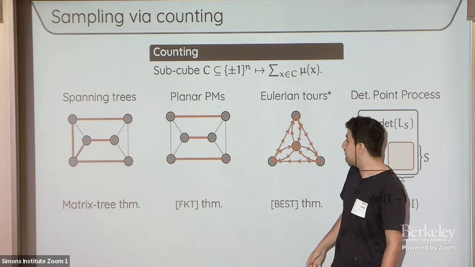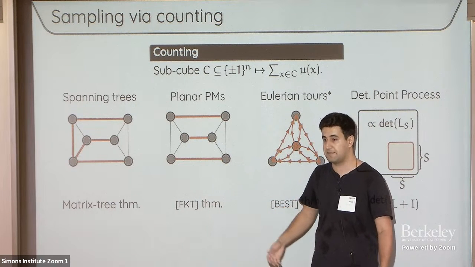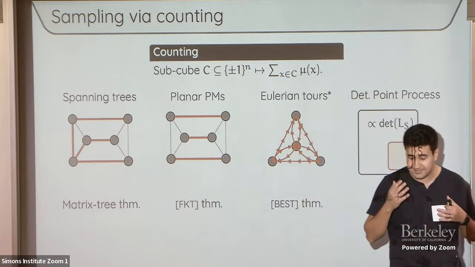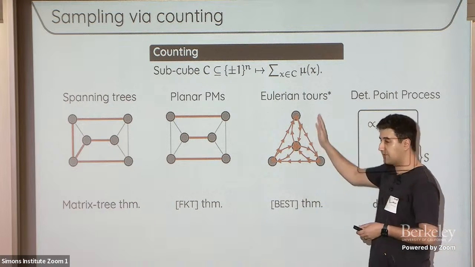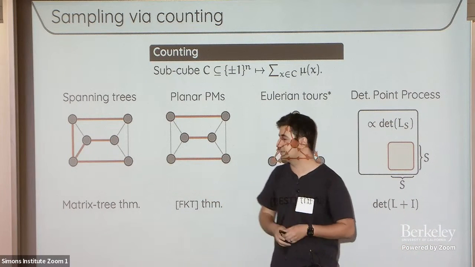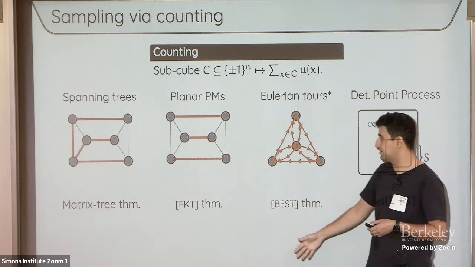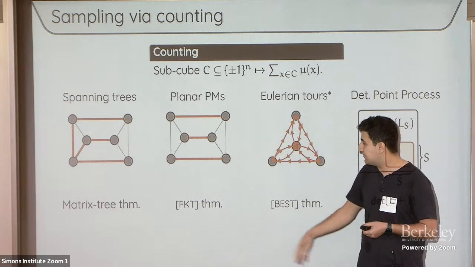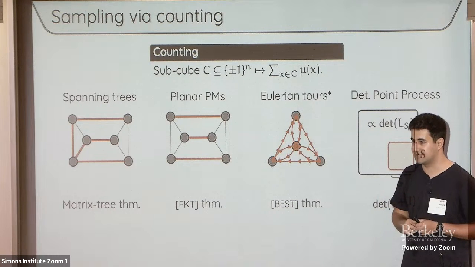If you wanted to compute the mass of the entire hypercube, for example, you would need to count the total number of spanning trees, and this is doable via the matrix tree theorem. You can write it as the determinant of some Laplacian matrix. A similar thing works for the sub-hypercubes, where you condition on some edges being in or out. Another famous case is planar perfect matchings. Here, given a planar graph, you want to sample a uniformly random perfect matching. Again, due to a famous theorem, FKT, you can write this as the determinant of some matrix that's easily computable.